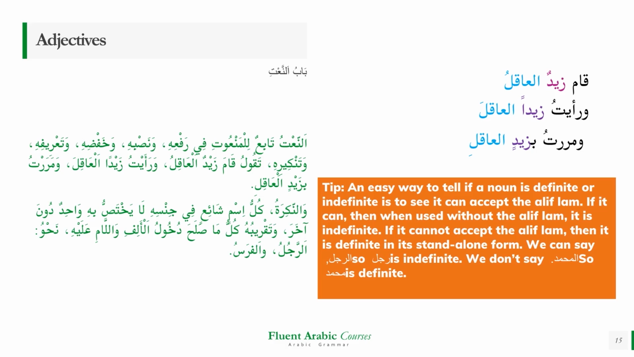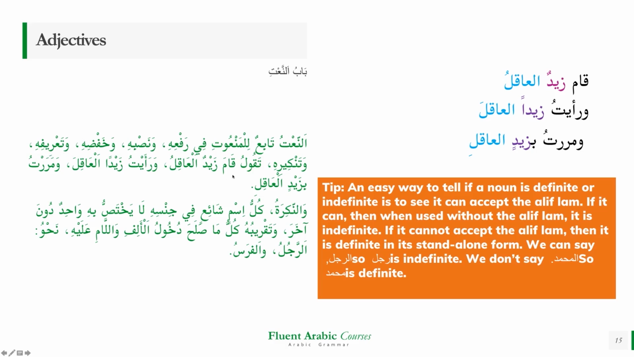So the rafa just follows the i'rab of the man'ut. Na'at is the adjective, so it is describing something. So what it describes is the man'ut. So whatever the state of the man'ut, the na'at follows it. So if it is rafa, nasab or khafdh, it follows it. It also follows it being ma'rifa or nakira, wa ta'rifihi wa tankirihi.